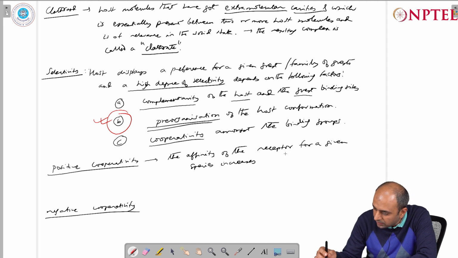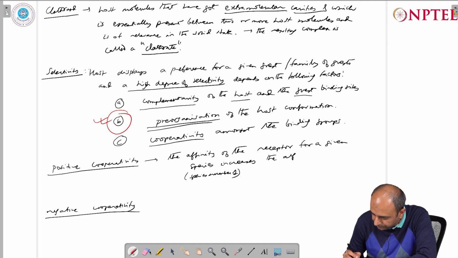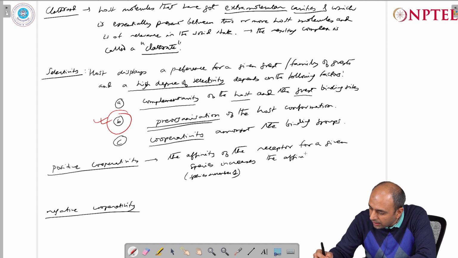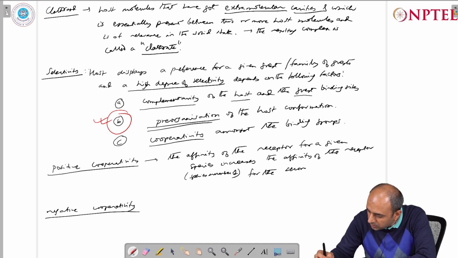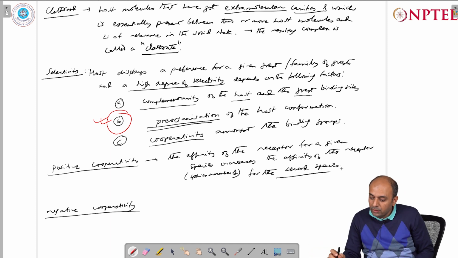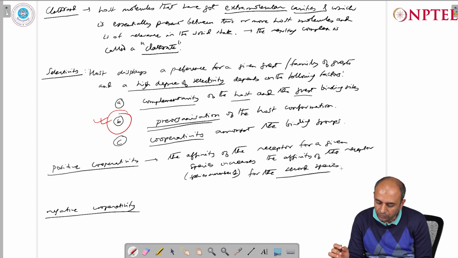When the affinity of the receptor for a given species, say for example, I call it species number 1, increases the affinity of the receptor for the second species. So, this is very important, that what is positive cooperativity.